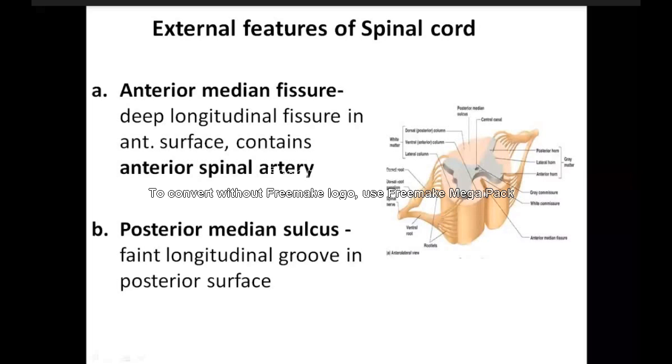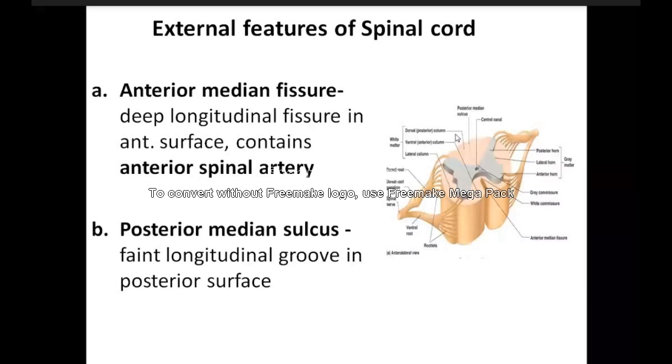Okay, so what are the structures you see? First is the anterior median fissure, which is a deep fissure present in the anterior surface, and it mainly contains the artery known as the anterior spinal artery. So there is an anterior median fissure anteriorly. Similarly, in the posterior part, there is a posterior median sulcus. As compared to anterior, it is not very prominent. You can see only a faint groove in the posterior surface. So that is known as the posterior median sulcus.